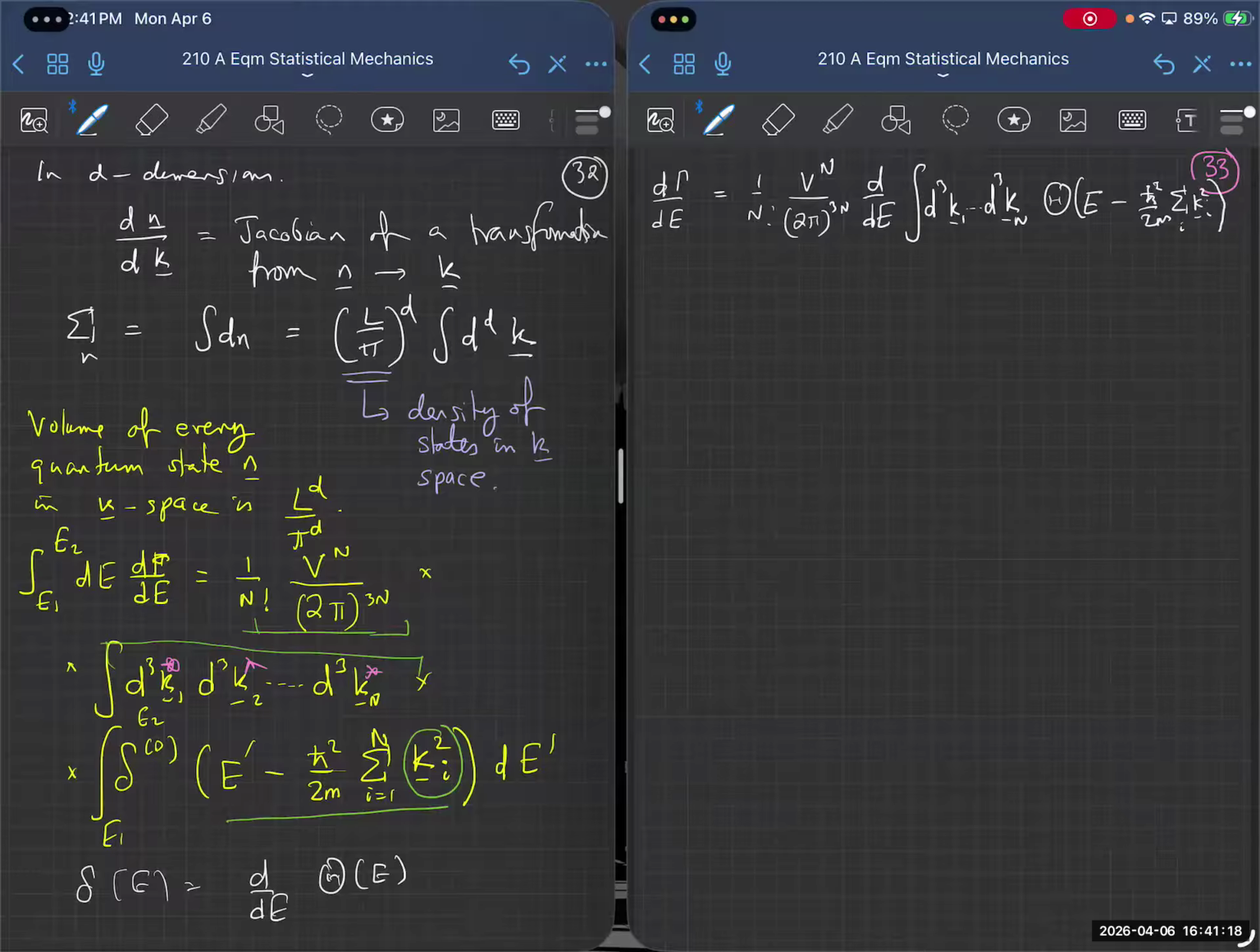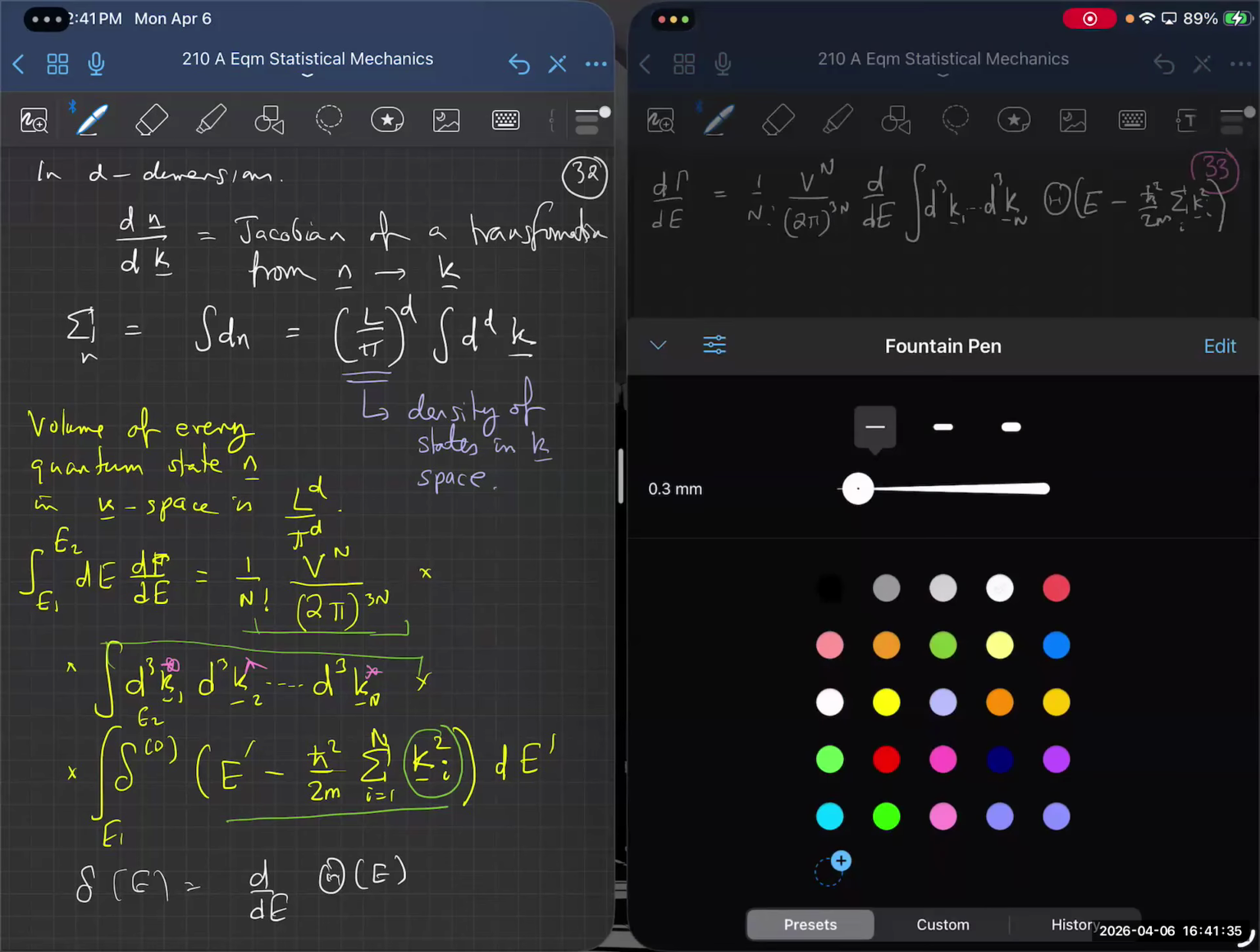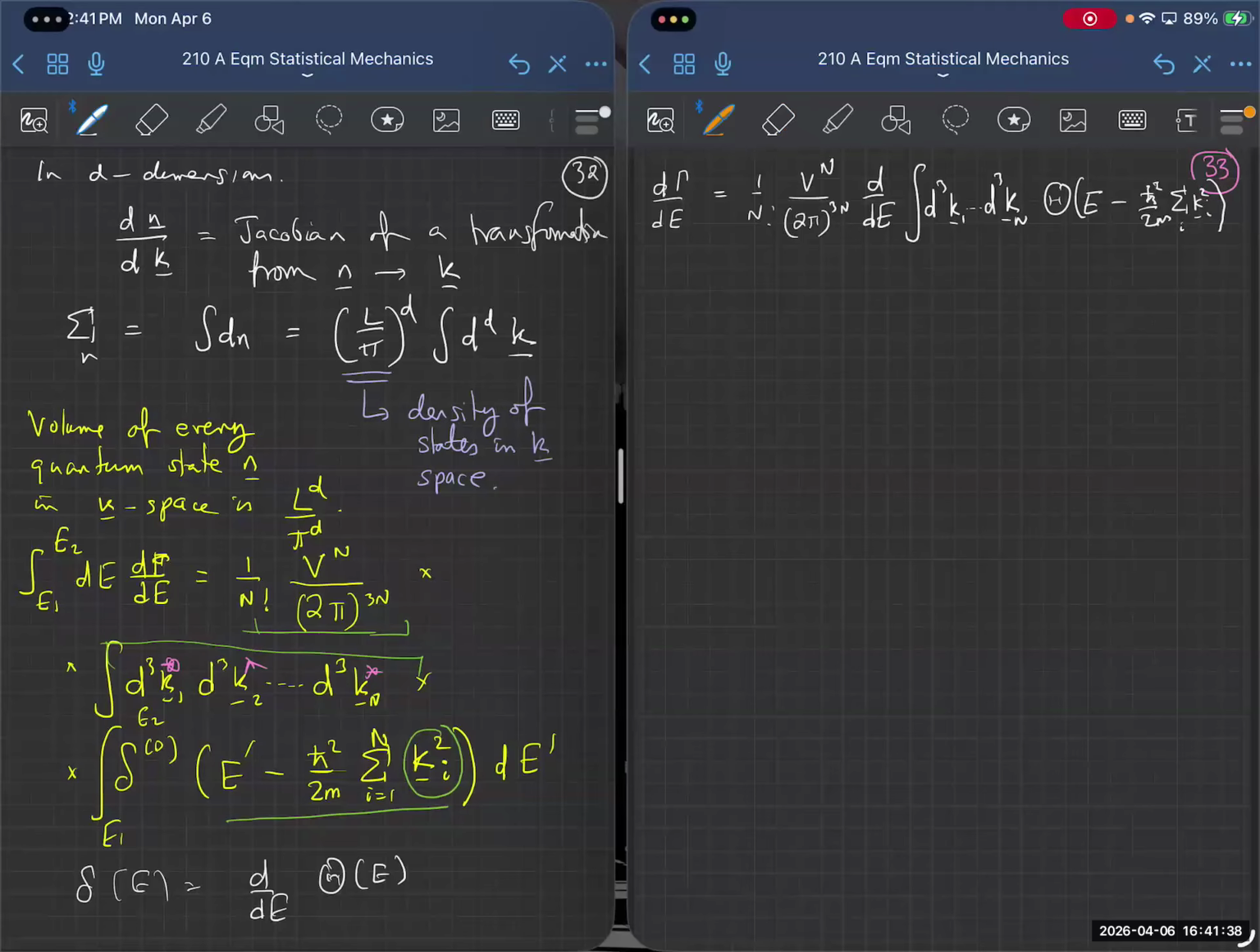Okay, the inside of this Heaviside function only depends on whether the argument inside it is positive or negative. So what this is doing, I want you to think about this. This is the interior of a sphere of radius square root of 2E times m over h bar squared. So think about it this way. Let me draw my space like so.